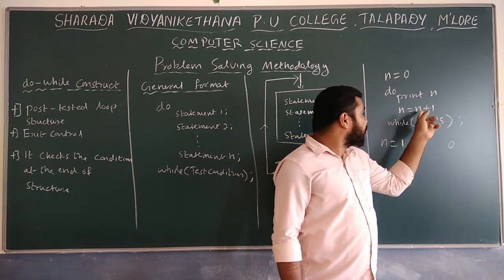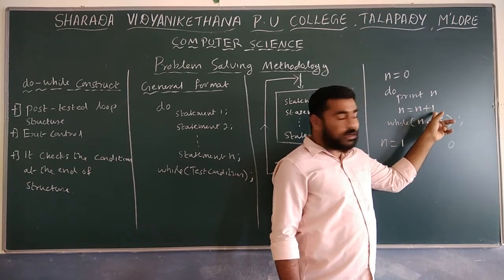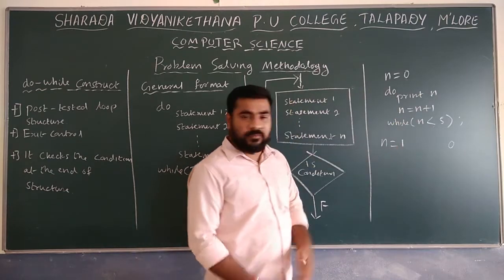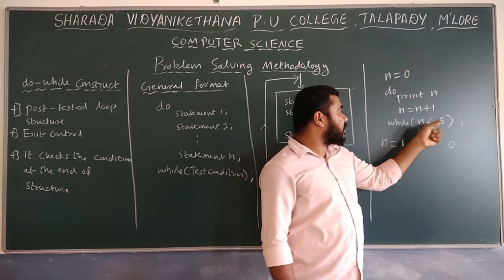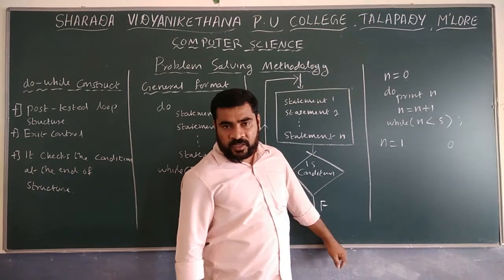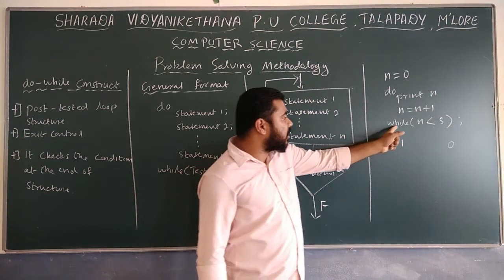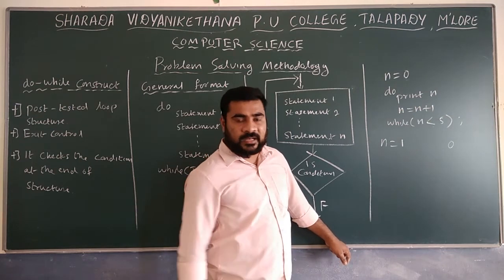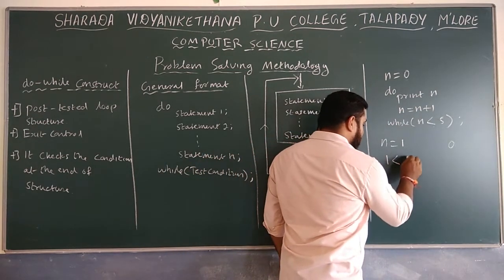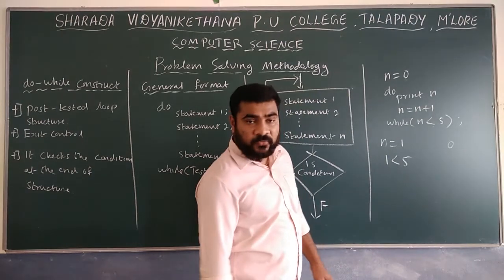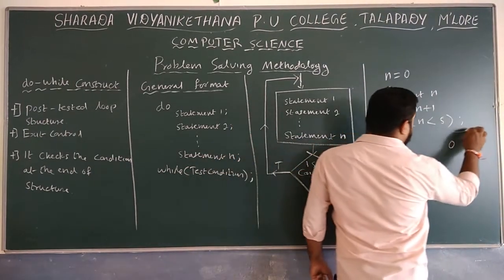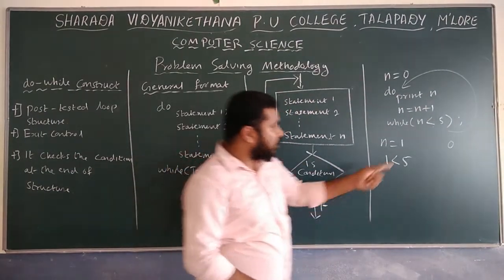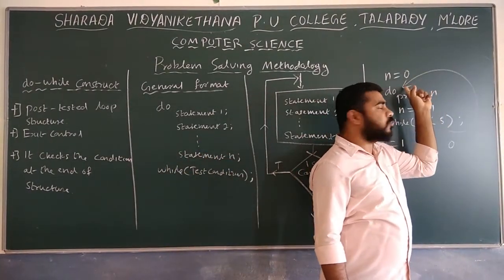So the n value is 0, 0 plus 1 is 1, and 1 is assigned to n. So the n value is 1. Next we will check the condition: is n less than 5? Yes, because the n value is 1, and 1 is less than 5. The condition is true. Whenever the condition is true, control is going to execute again from do. Control is moving back, as the arrow shows.